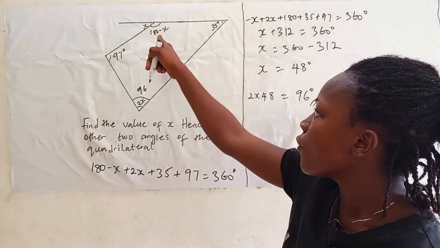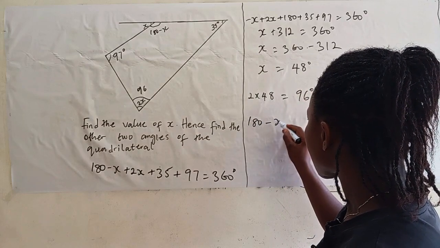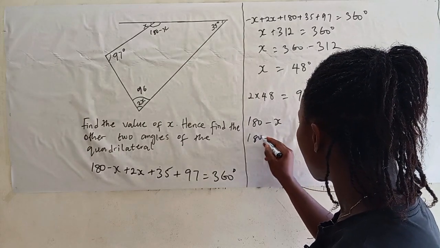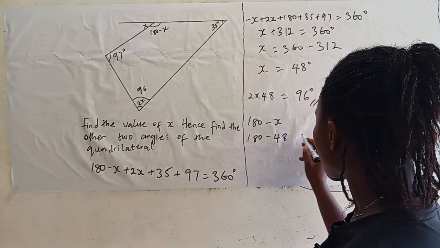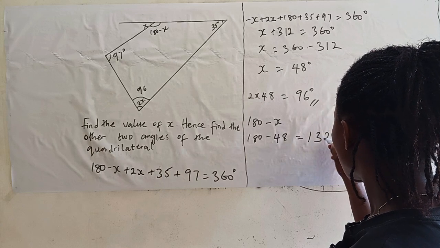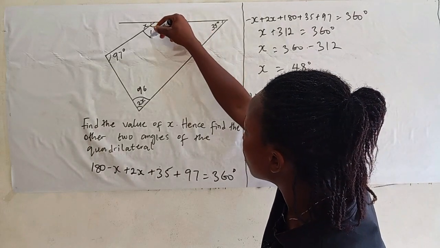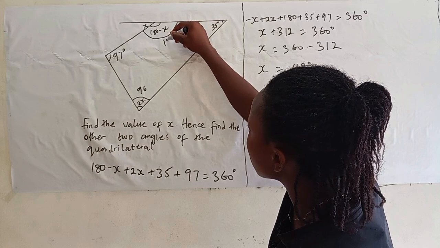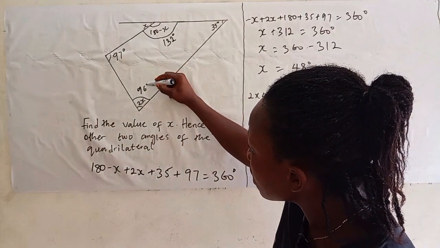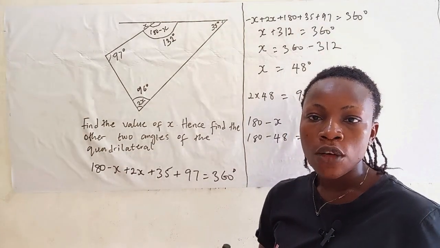So we have gotten the value of this angle from here to here as 96 degrees. Okay, so finding this one, we are going to do 180 minus x, and our x is 48. 180 minus 48 is going to give us 132 degrees. So we have gotten the value of this angle from here to here as 132 degrees. This one is 96 degrees, and the value of our x is 48.